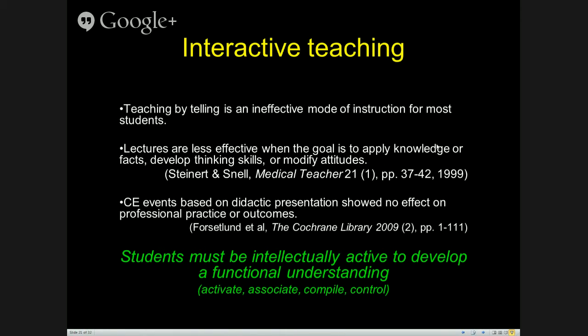Well, unfortunately, teaching by telling or a direct lecture, just as what we're doing now, is shown to be an ineffective method of instruction for most students. And I'll show you why in a moment.